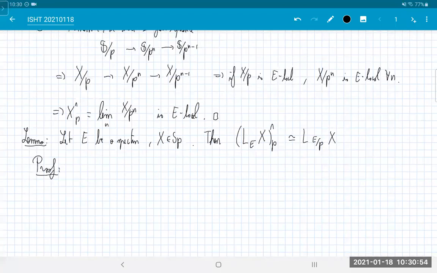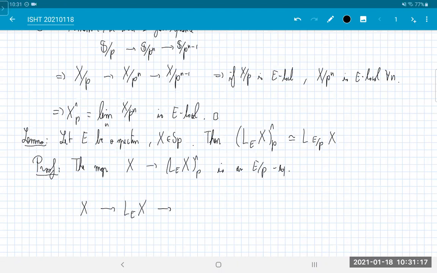So if we have a spectrum, okay. So the map X goes to LEXP complete is an E mod P equivalence, because you can factor it as: first you go to LE, and then to its P completion.